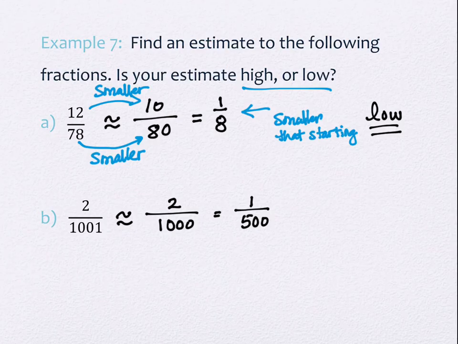So this one, though, if I did it this way, since I only manipulated the bottom, it got smaller. So what happens when the denominator gets smaller? The fraction gets bigger. Okay, I made a bigger fraction when I made the denominator smaller, which means that this then is a high estimate.